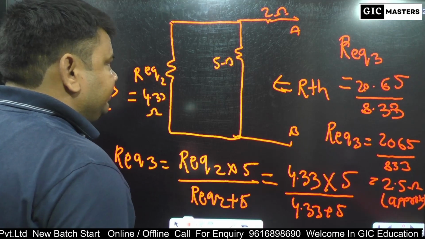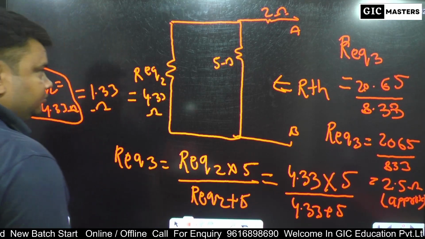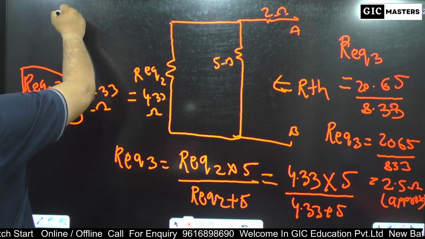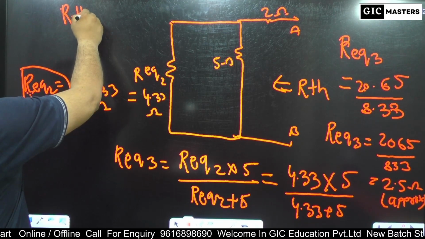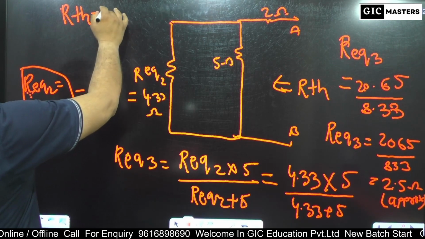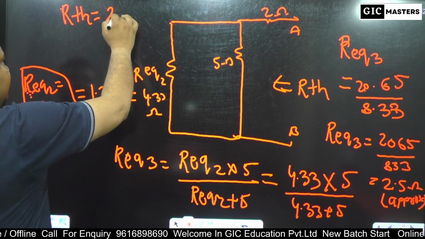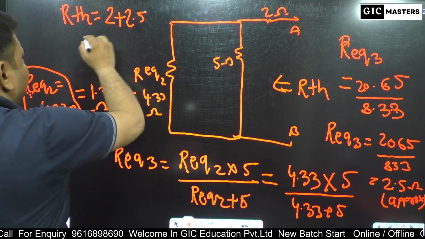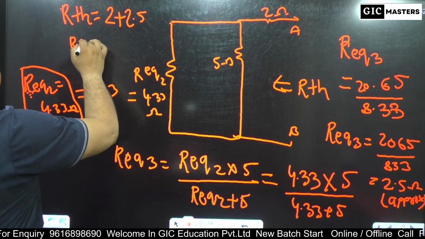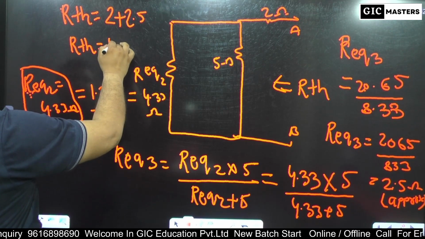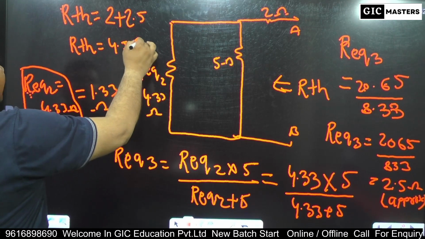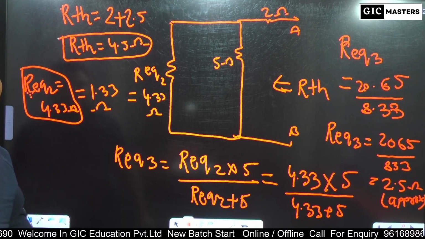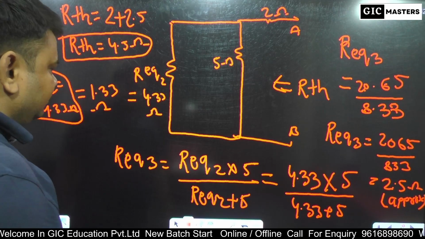This is R equivalent 3, so RTH equals 2 plus 2.5, so RTH equals 4.5 ohm.